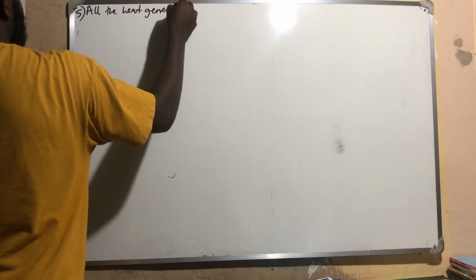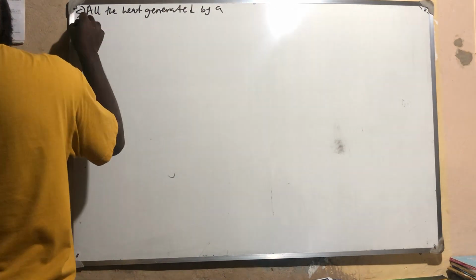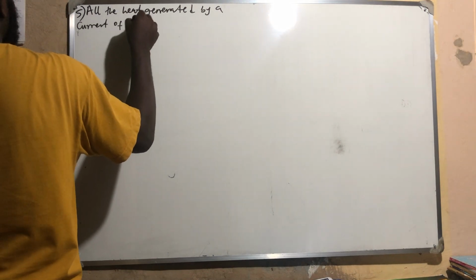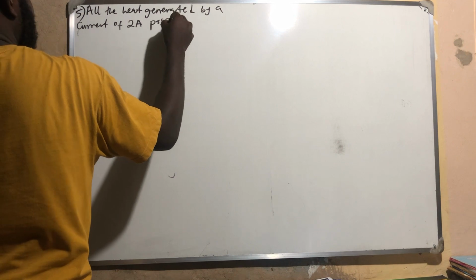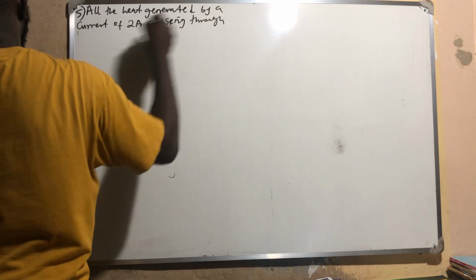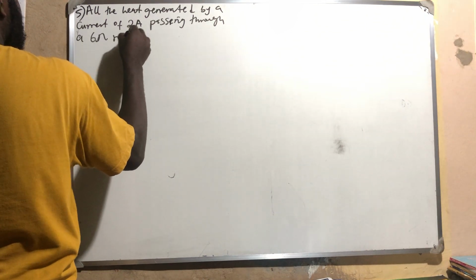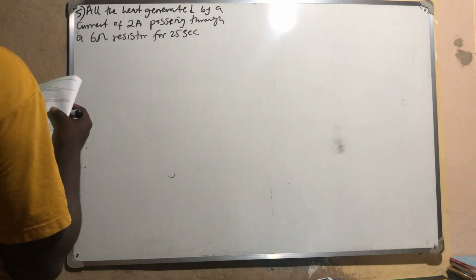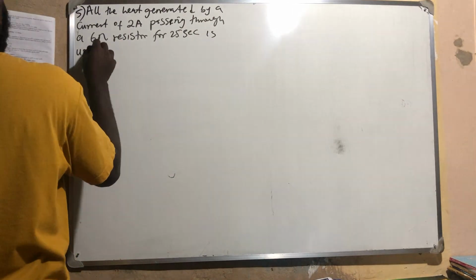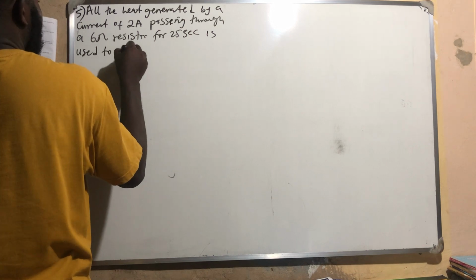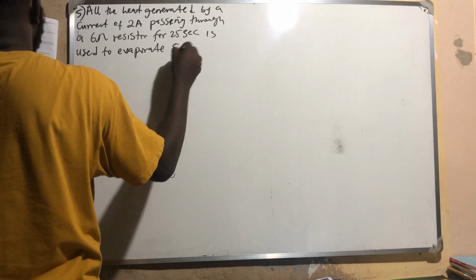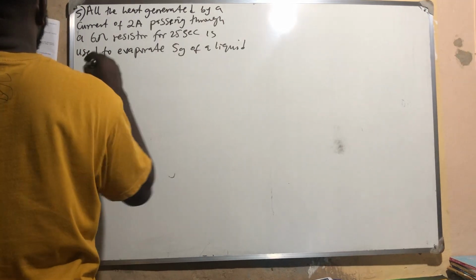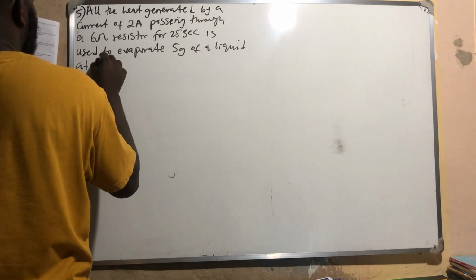Question number 5 said: all the heat generated by a current of 2 ampere passing through a 6 ohm resistor for 25 seconds is used to evaporate 5 gram of a liquid at its boiling point.